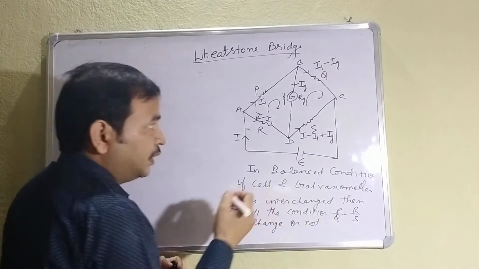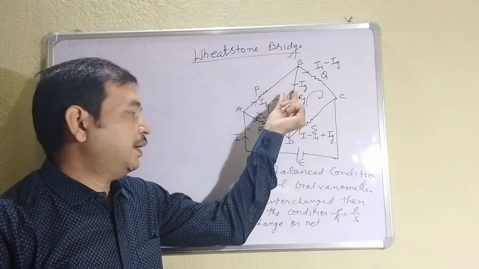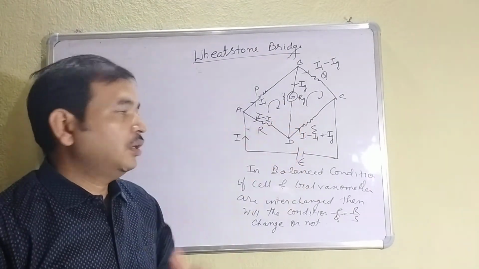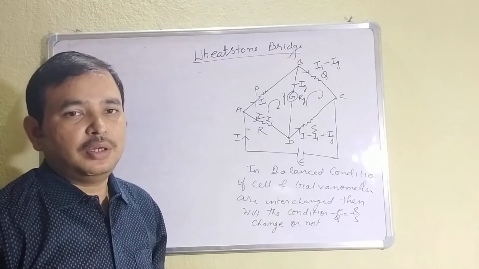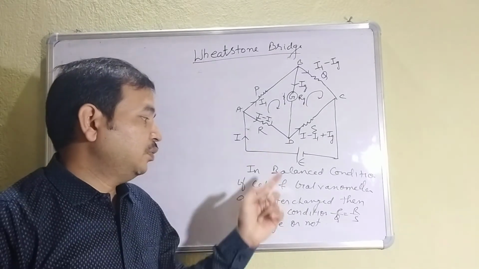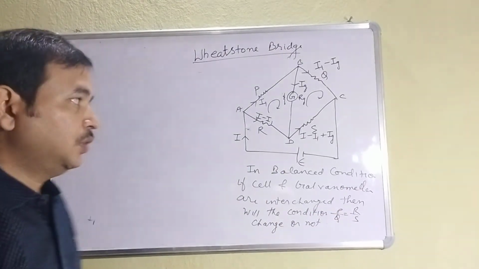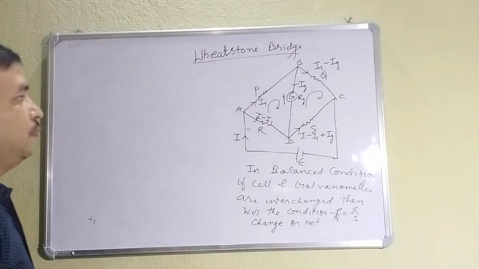You have to give the answer by using Kirchhoff's law. You put the cell here and bring the galvanometer here. Then you prove this same thing in the same manner, and you tell the answer whether P by Q is equal to R by S or not. Clear? So that's about Wheatstone bridge.